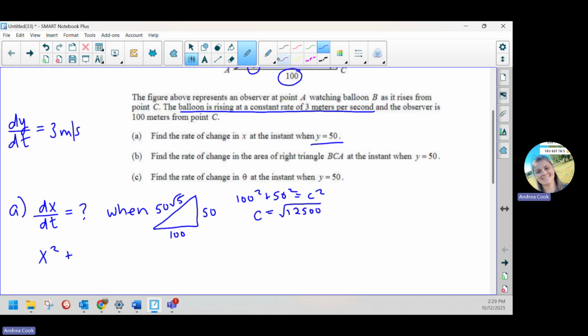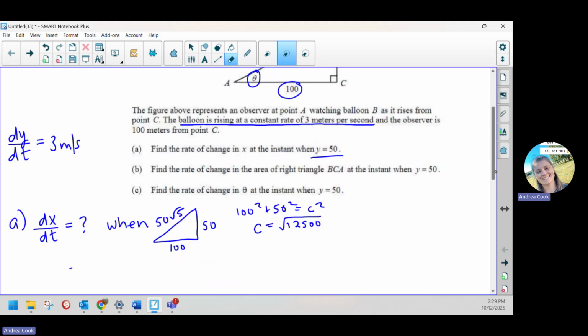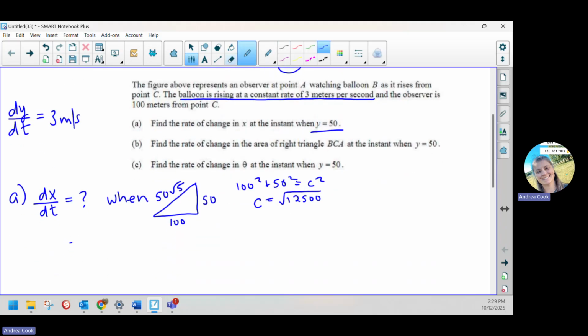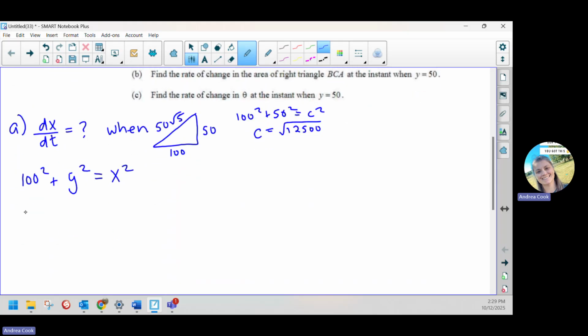So x squared is our c, sorry, c. x squared is your hypotenuse. So it would be 100 squared plus y squared equals x squared. So there's our equation, and then we're going to find the rate of change. So this 100 squared is a constant, so the derivative of that is 0. The rate of change in y squared is 2y times the rate of change in y equals 2x times the rate of change in x.